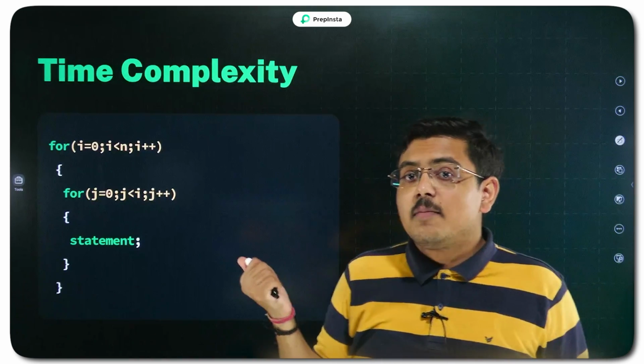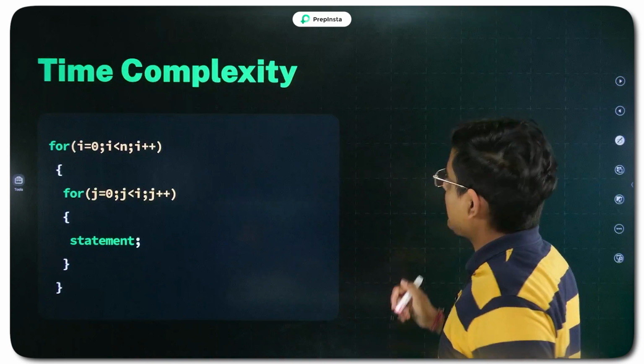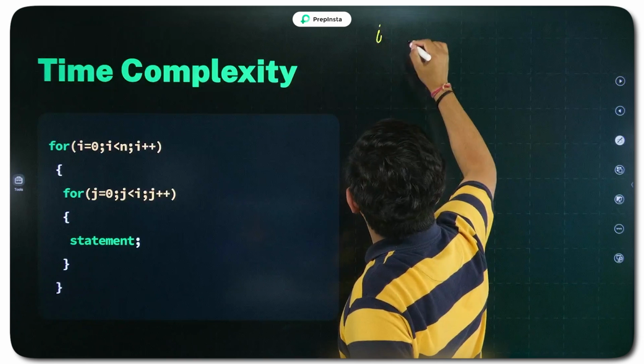This looks quite similar but isn't. It is a bit tricky. I'll explain how. See, I'll write i, I'll write j.